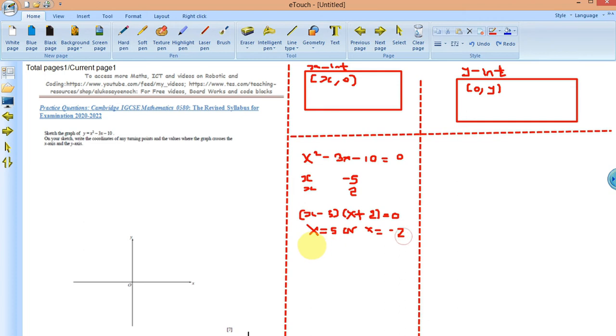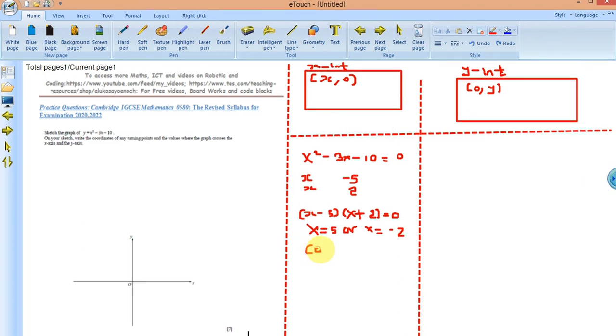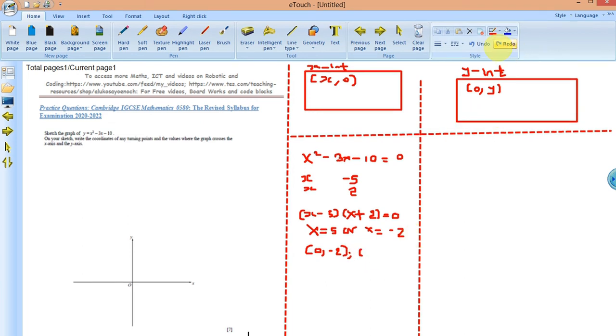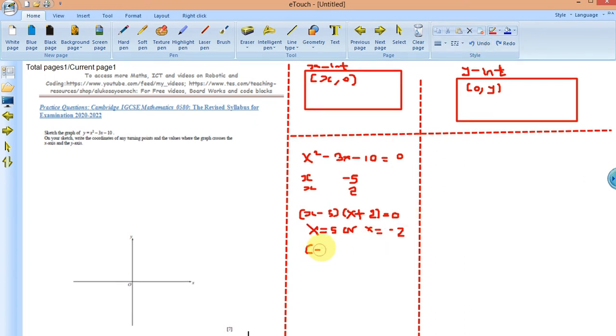So the coordinate we have here is 0 comma minus 2. That's a point on the x-axis, and the second point on the x-axis... I'm sorry, I don't know why I put that. That's minus 2 comma 0. Because this is the x-intercept, x is minus 2. The first coordinate is for x, and the second one is for y. Minus 2 comma 0 is on the x-axis, and the second one will be 5 comma 0 on the x-axis.